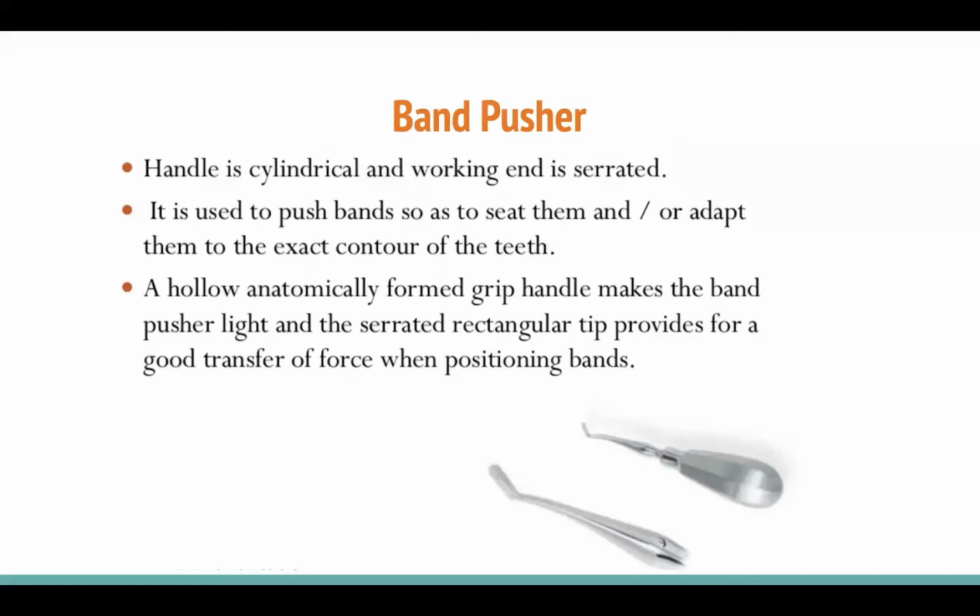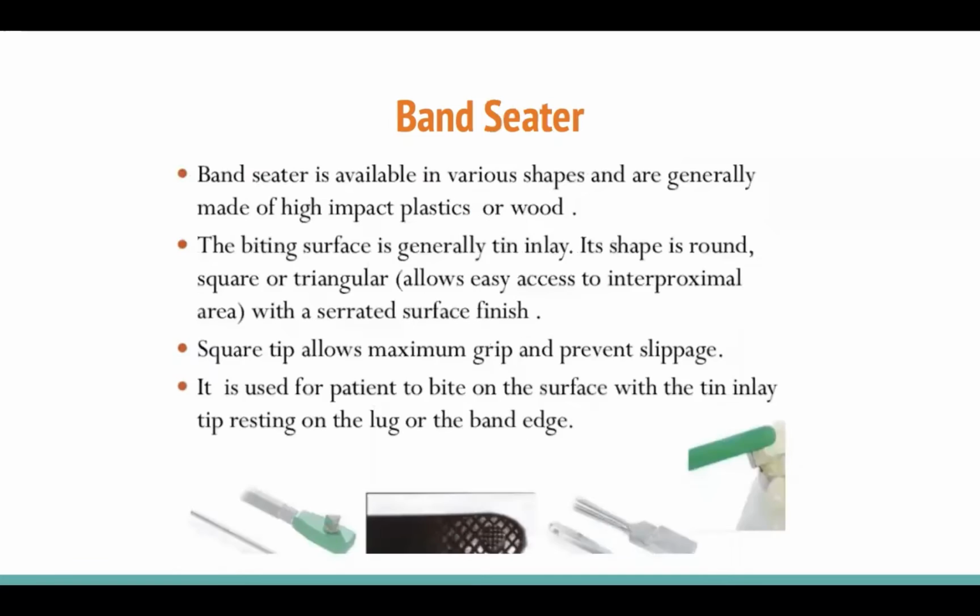So you put a band on the patient and check the size. When the size is perfect, close and tight, you put the band on top of the tooth and use the band pusher to push it interdentally and adapt and contour it to the tooth. A hollow, anatomically formed grip handle makes the band pusher light, and the serrated rectangular tip provides good transfer of forces when positioning the band. So this should be a very good instrument with good control, so that when you push, the band goes directly inside with good adaptability.